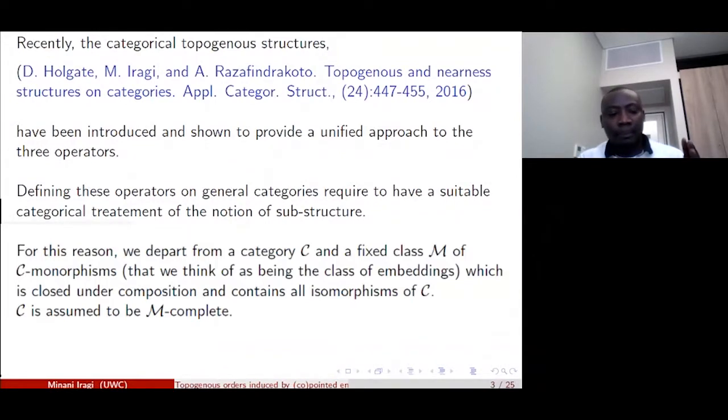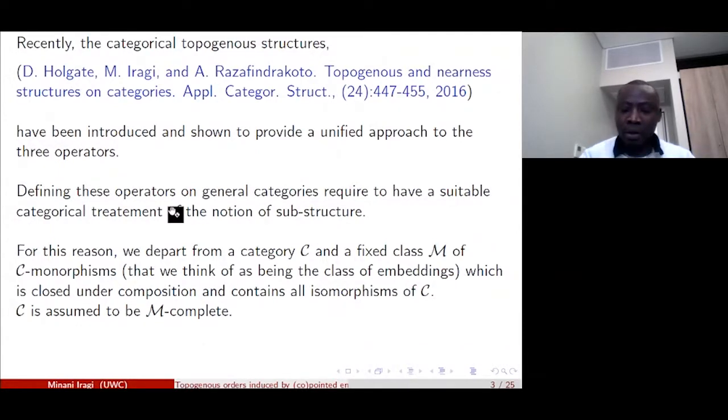Just one thing, Minani, one second. Yes. On your screen, can you minimize your screen because we can't see the slides. Minimize the screen. No, minimize your, that's it. So can you see me right now?